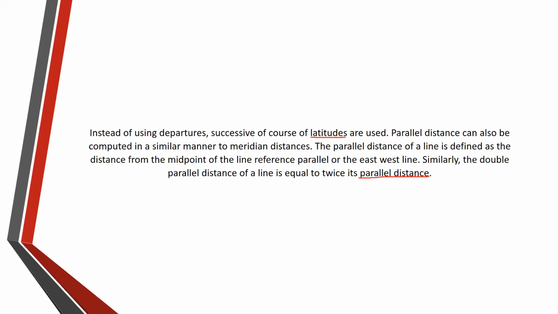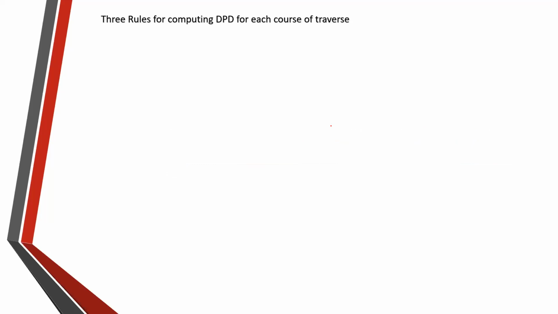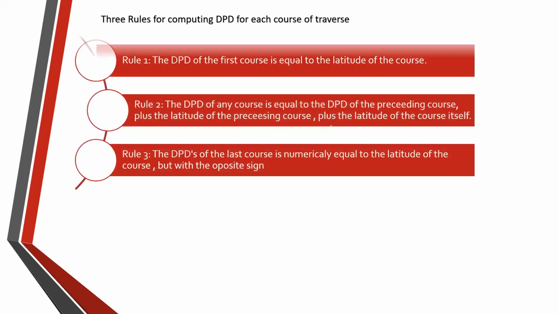Pero yung DPD natin, or double parallel distance, ang gagamitin lang natin dito is latitude. Okay? So we have also 3 rules for computing DPD for each course of the traverse. Rule number 1, the DPD of the first course is equal to the latitude of the course. Kung sa DMD natin, departure, dito latitude yung magiging equal ng first course natin.